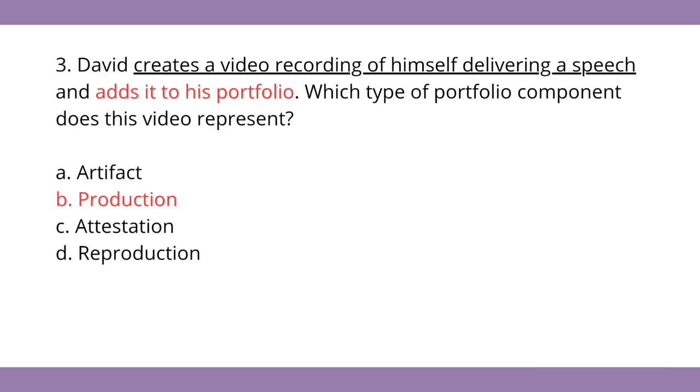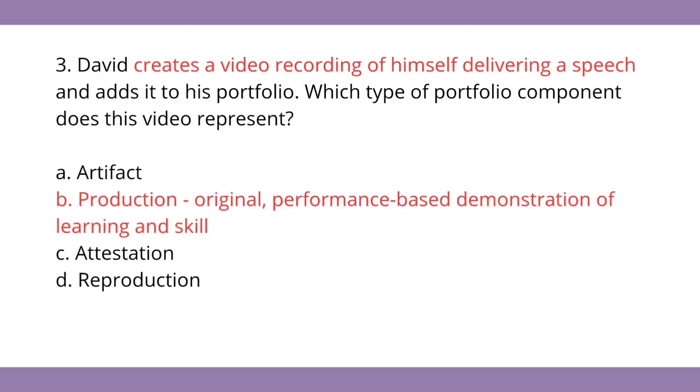Production. Production is an original work or performance created by David that demonstrates knowledge, skills, or abilities. It often involves active application or demonstration of learning. In the scenario, David created a recorded video of himself delivering a speech, actively demonstrating his public speaking skills. This video is an original creation by David and serves as tangible evidence of his learning in action.